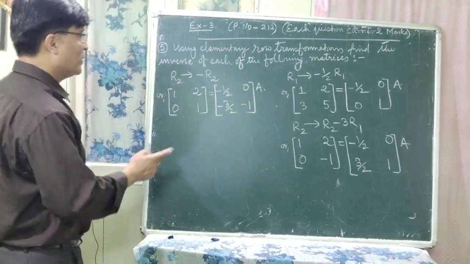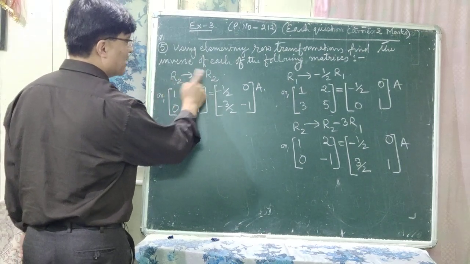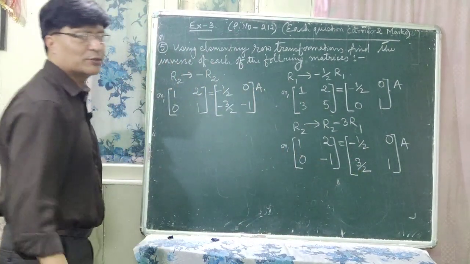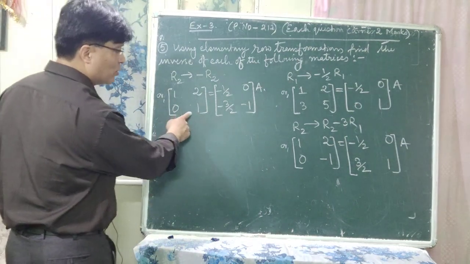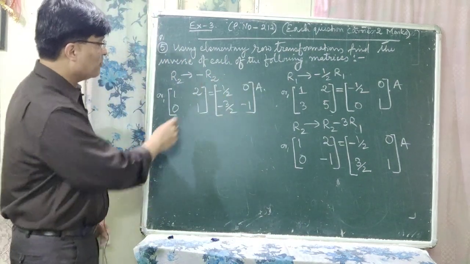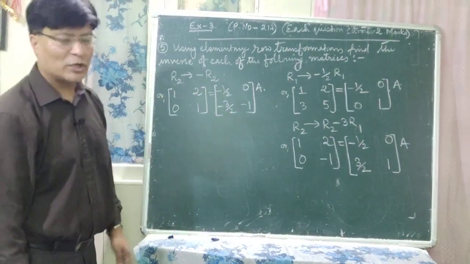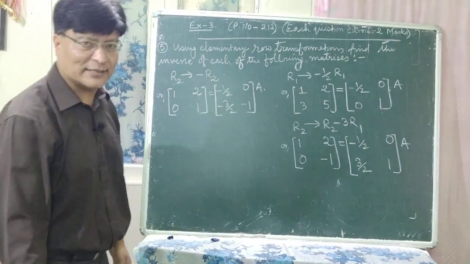Okay? So we are using this transformation, R2 arrow mark minus R2. That means all the elements of row 2 are multiplied by minus sign. Now we have changed the sign here: 0, 1, minus 3 by 2, minus 1. A remains the same. Now we have to make these two 0. If you make these two 0, then you can get A inverse. Is that clear to all of you?